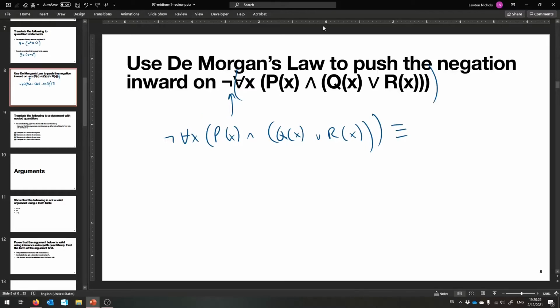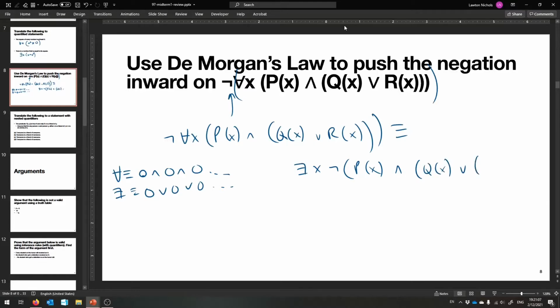So this is equivalent to, if we push this negation inward, we have to flip-flop the for all to there exists. Remember that for all is equivalent to a bunch of ands: something and something else and something else, you and together everything in your domain. Whereas there exists is equivalent to it's either this one or this one or this one, for everything in your domain. So that's why they flip-flop. You're essentially using De Morgan's law on every member of your domain. So we flip it to there exists an x, and then we have the negation sitting here: not of p of x and q of x or r of x.